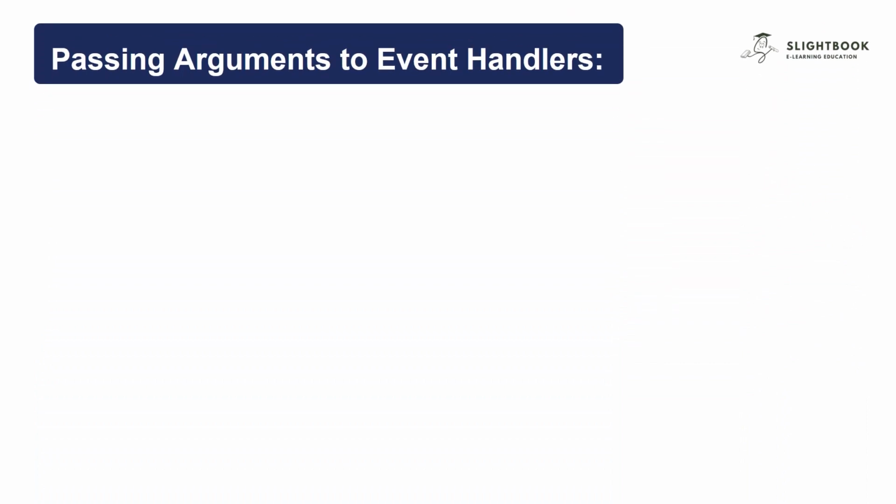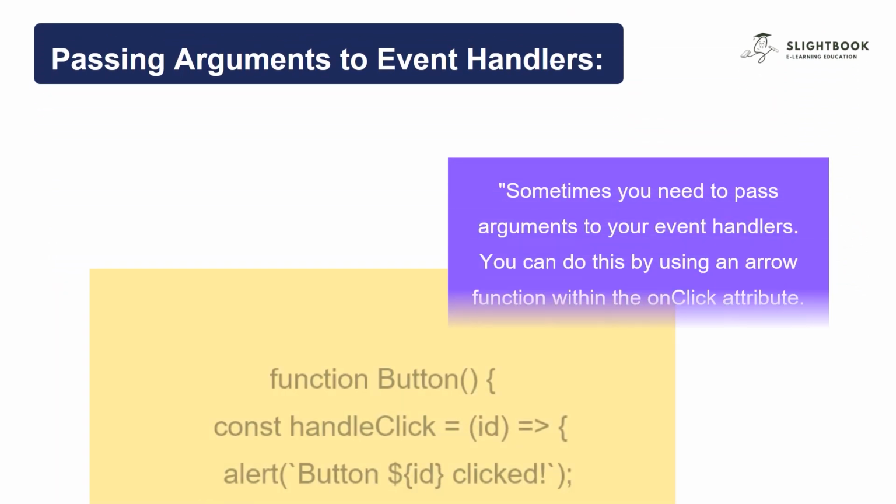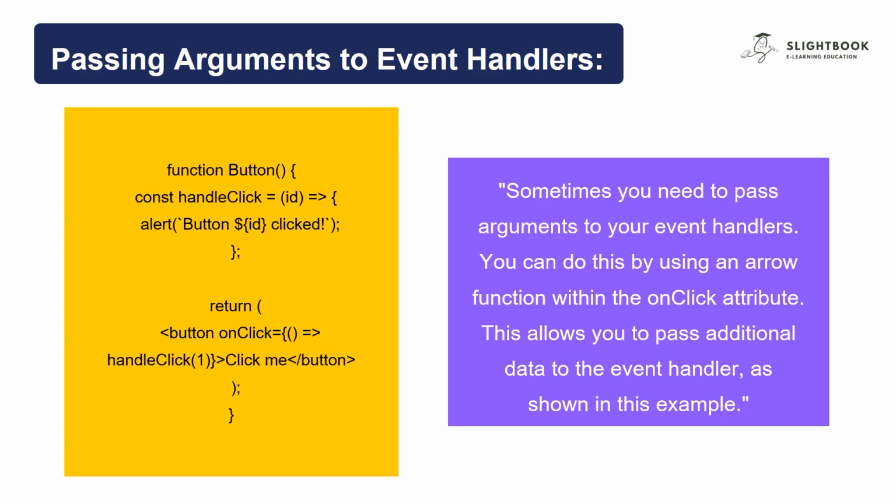Passing arguments to event handlers. Sometimes you need to pass arguments to your event handlers. You can do this by using an arrow function within the onClick attribute. This allows you to pass additional data to the event handler as shown in this example.